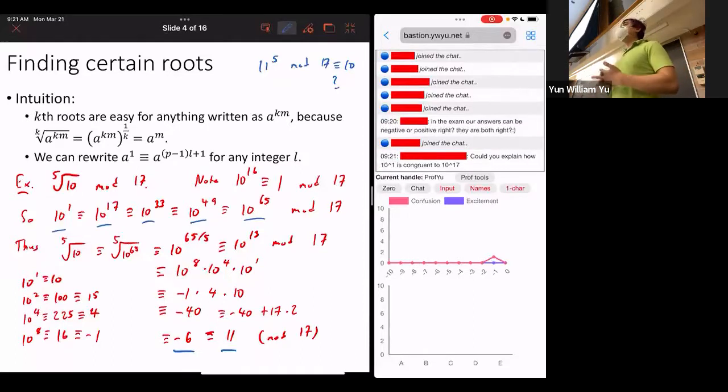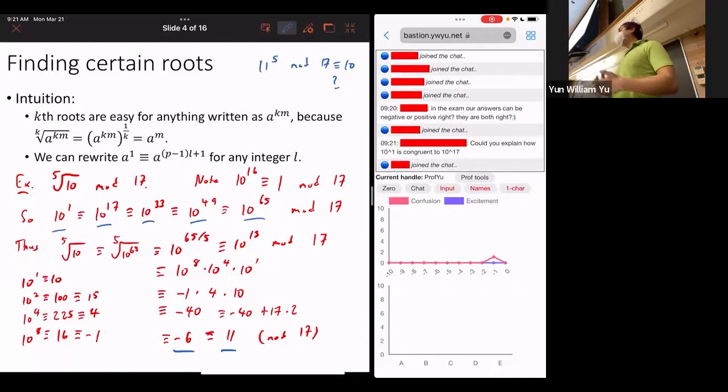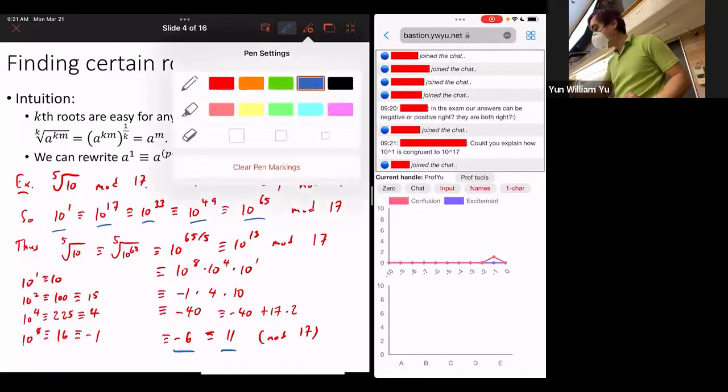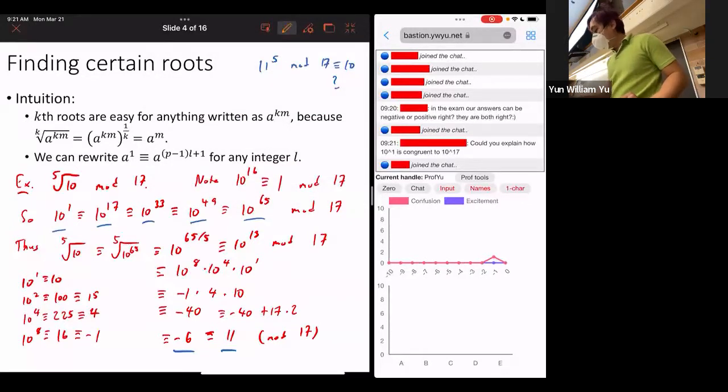So instead, we can make use of the tools that we've been developing throughout the class to exactly compute it. Oh, can you explain how 10 to the 1 is congruent to 10 to the 17? Yes, I absolutely can. So note, 10 to the 16 is congruent to 1, right? So if 10 to the 16 is congruent to 1, well, what's 10 to the 1? Well, that is the same as 10 to the 1 times 1, right? So anything times 1 is just itself. But we know that 1 is the same as 10 to the 16. So this is congruent to 10 to the 1 times 10 to the 16, which is then 10 to the 17.